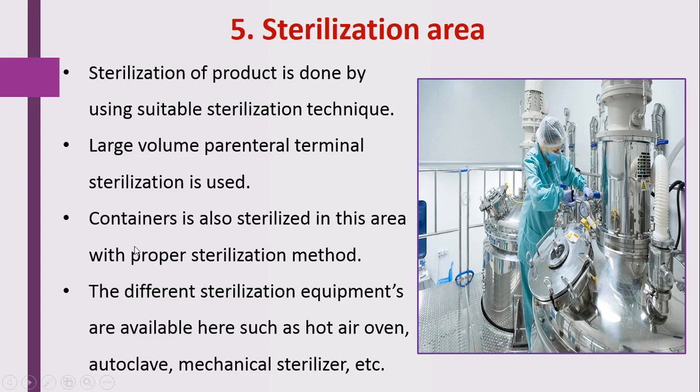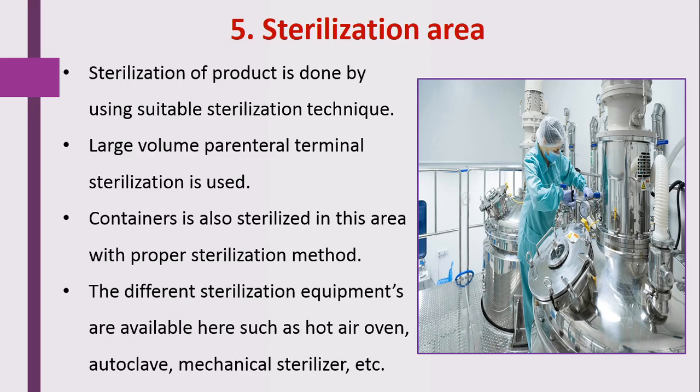In this section, containers are also sterilized with a proper sterilization method. Empty containers are sterilized using dry heat sterilization. The different sterilization equipment available here includes the hot air oven, autoclave, as well as the mechanical sterilizer. So in this area sterilization of the product as well as the containers is carried out.